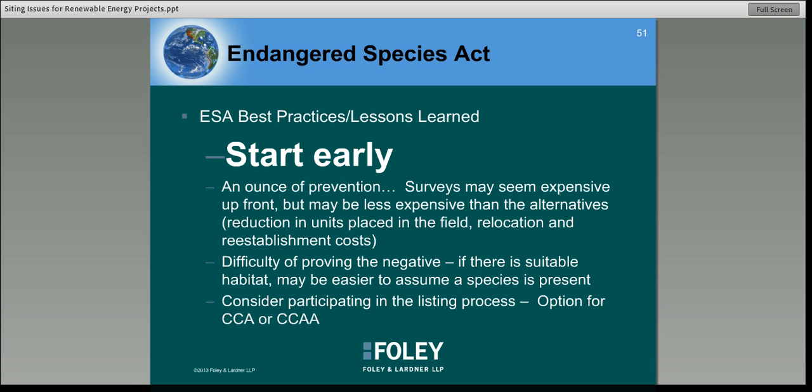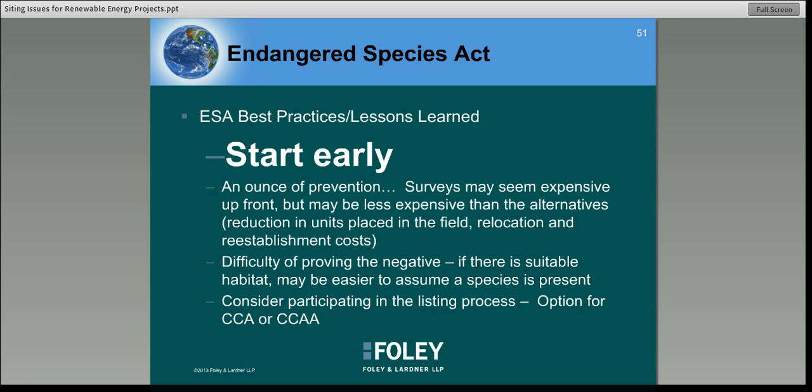A couple of take homes on the Endangered Species Act. Start early. Again, it's a theme. Another thing is an ounce of prevention. Here, surveys may seem expensive and time consuming up front, but they may be less expensive than the alternatives, which could include reduction in units placed in the field, relocation of species, or reestablishment of species. Those are costs that can be very expensive.